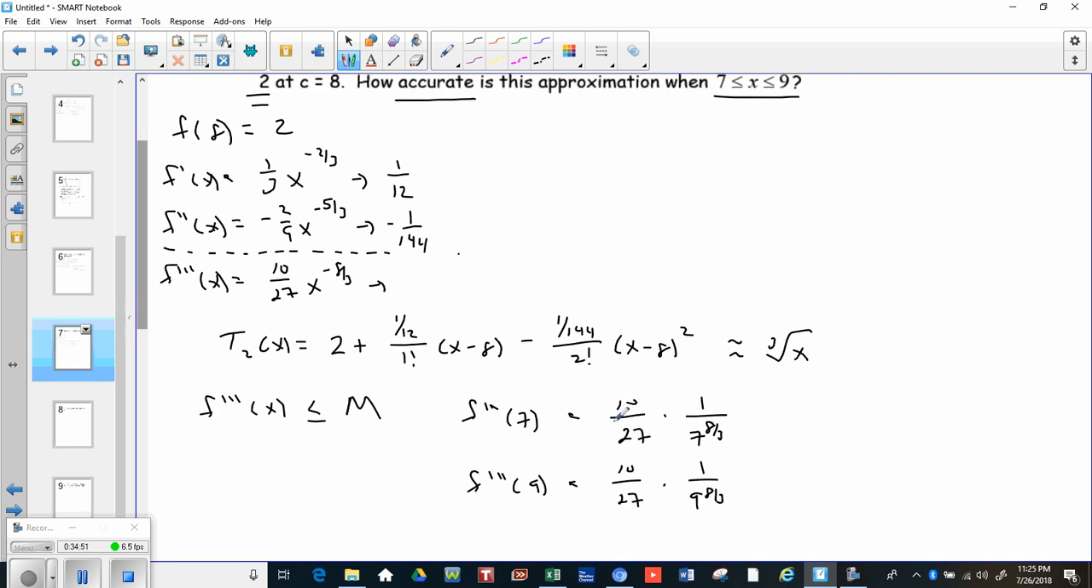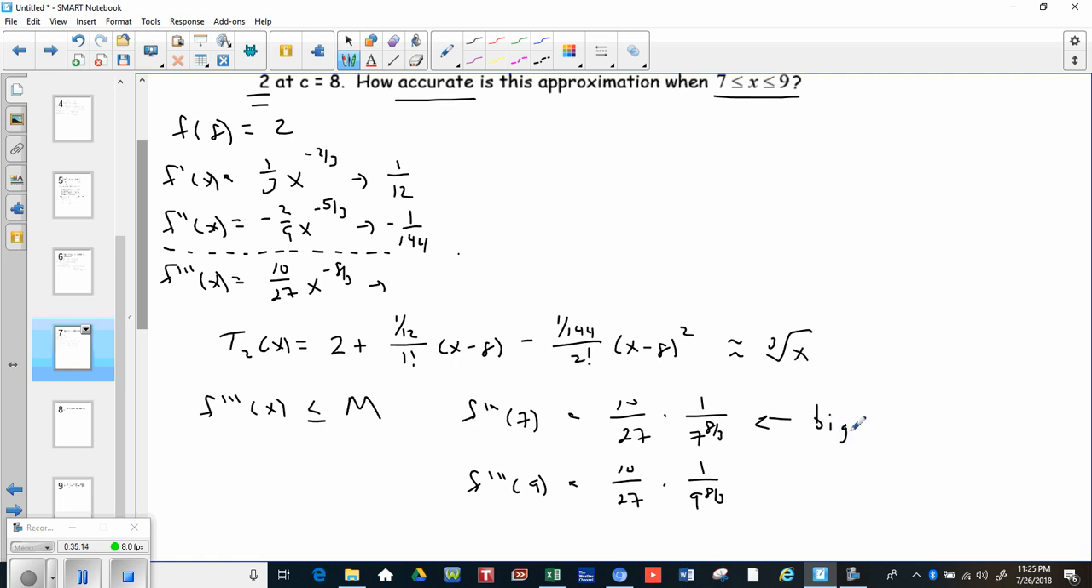All of this is the same, the 10 over 27, the one on top is the same. So what that should mean is that the smaller denominator is the greater value, which means this one should be the biggest value, because 7 to the 8 thirds is going to be a smaller number than 9 to the 8 thirds, making this whole fraction bigger.